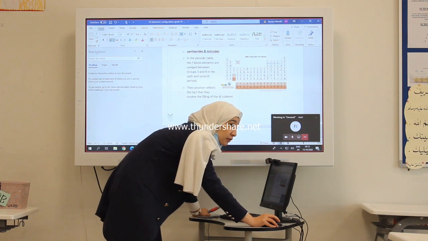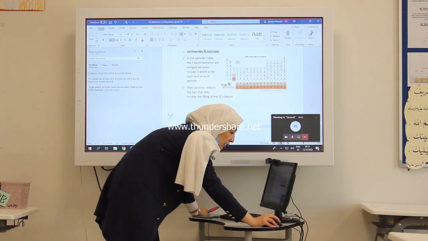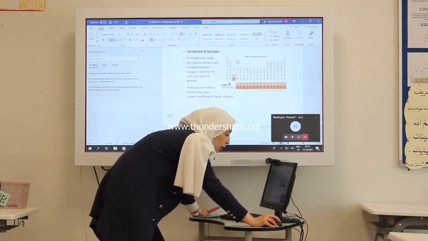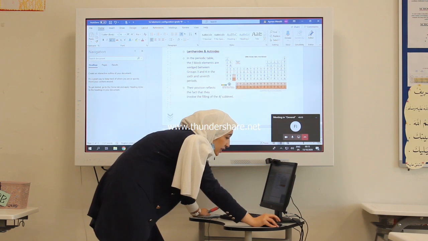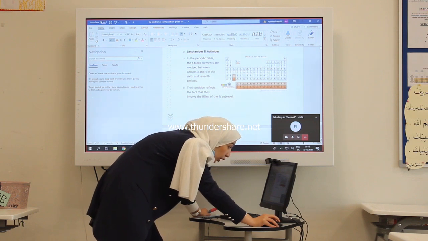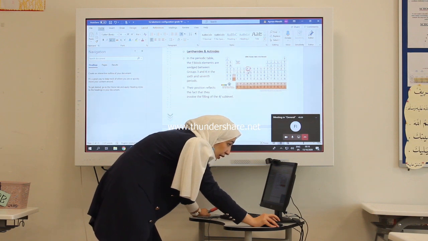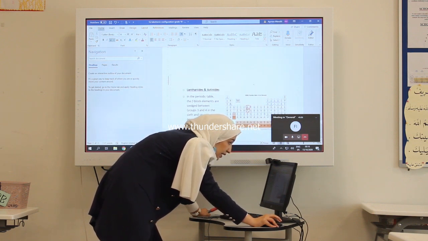Ali. Okay, titanium. But who can tell me another element in the same group? Magnesium. This is the element titanium, and the other element in its group is magnesium.